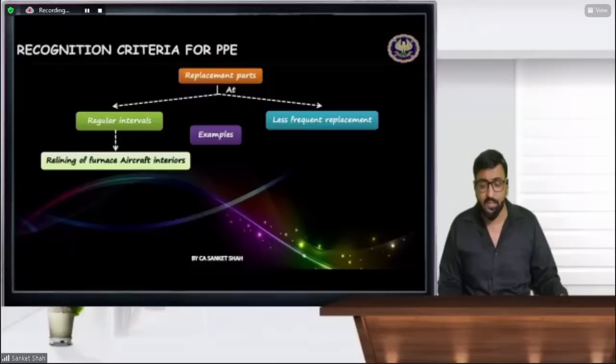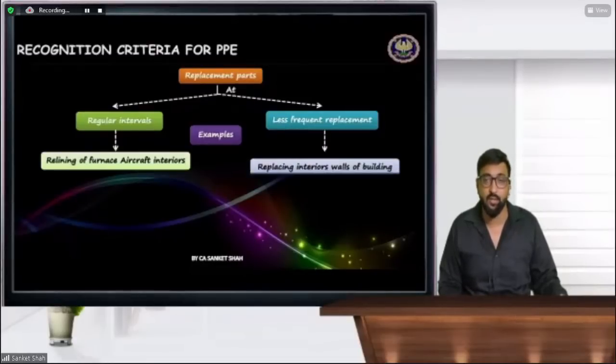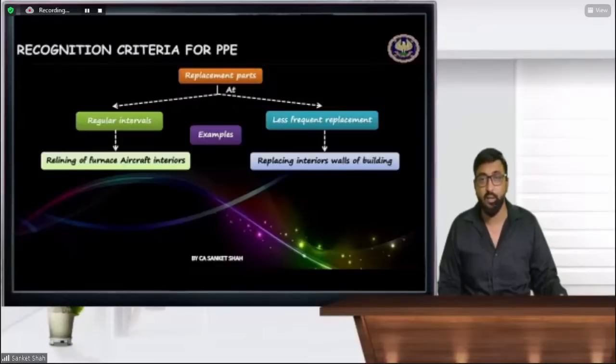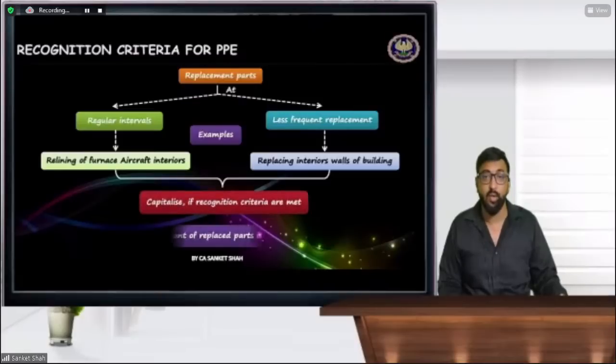Relining of furnace, aircraft interior. So beta, aircraft interiors or relining of furnace. So these are some regular intervals. Aircraft interiors, normally we are changing after 3 to 5 years, unlike, beta, replacing interior walls of a building. Yes, those are not regular intervals.